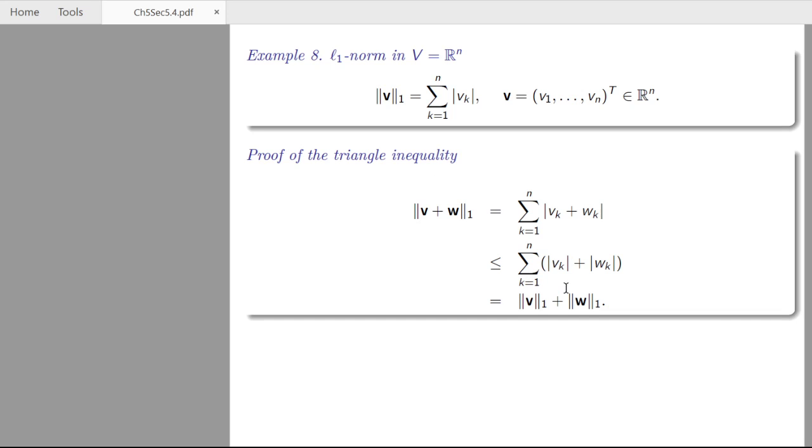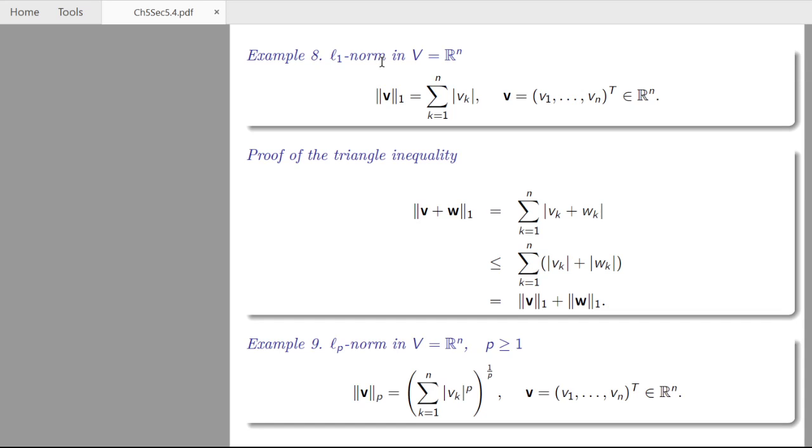Based on the three properties, we can now say this symbol defines a norm. And based on this norm, Rn is a normed linear space. We call this the L1 norm. Why is it called the L1 norm? It's because we can look at the general case. Here is the general case.